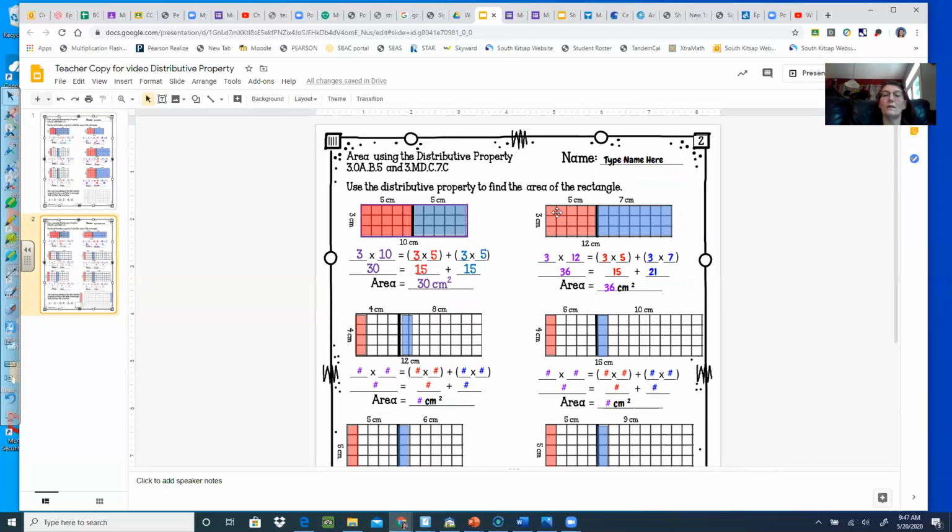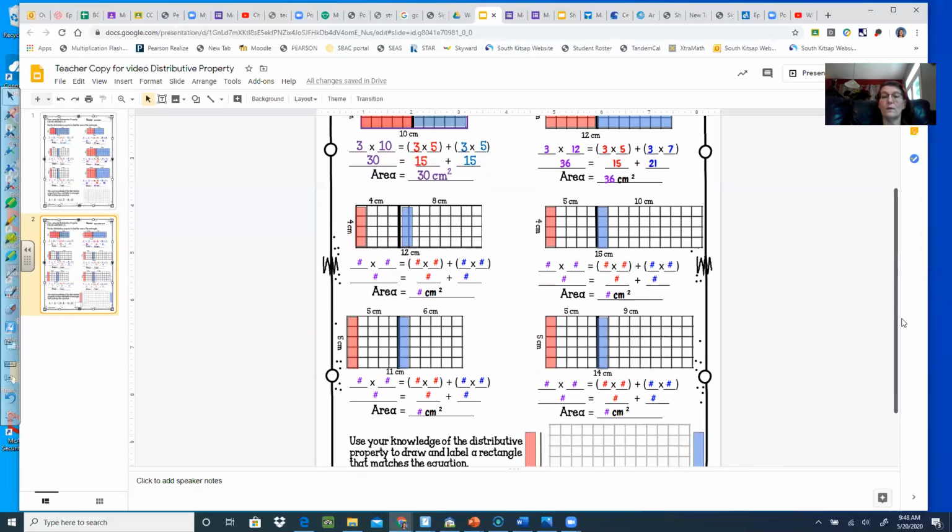On this other one, we have a 3 by 12. The red side is a 3 by 5. The blue side is a 3 by 7. 3 by 5 is 15. 3 by 7 is 21. When it's added together, it's 36. So let's go down and decide which one I'll do with you.